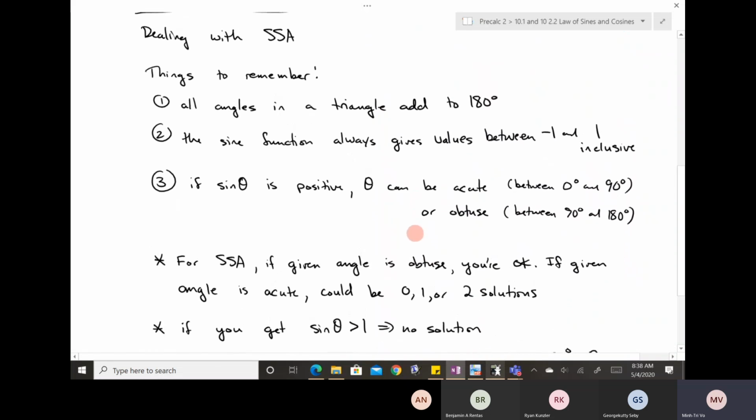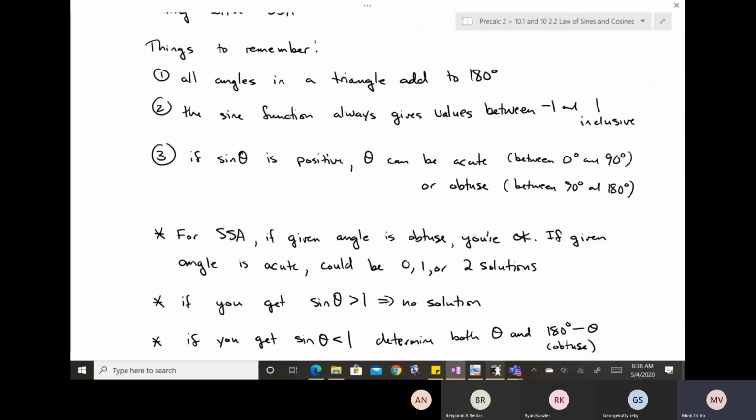There's a few things you want to remember. Again, for a triangle, all angles should add up to 180 degrees, and the sine function should always give values between -1 and 1, including -1 and 1. The reason this is important is that if you get a sine value bigger than 1, that's impossible. So that's the case where you have no solution.